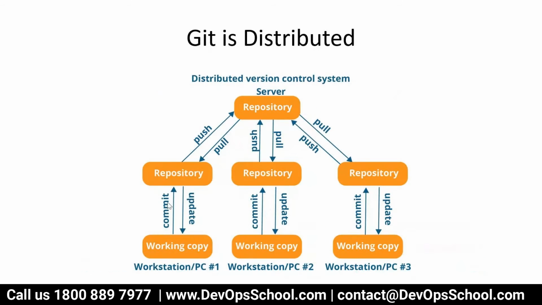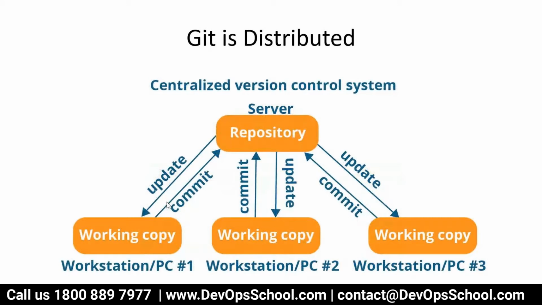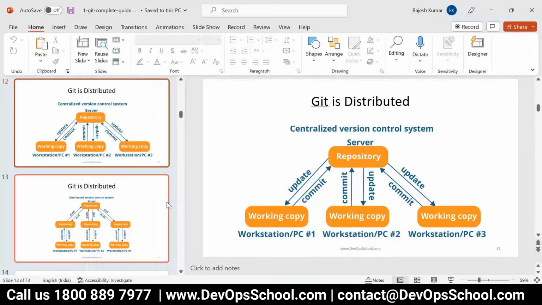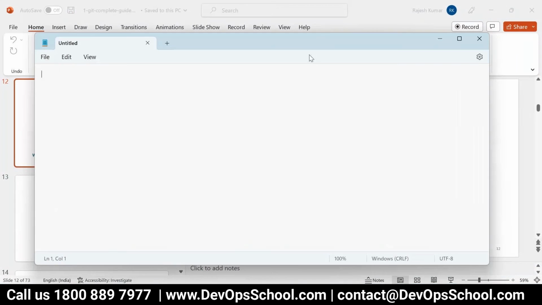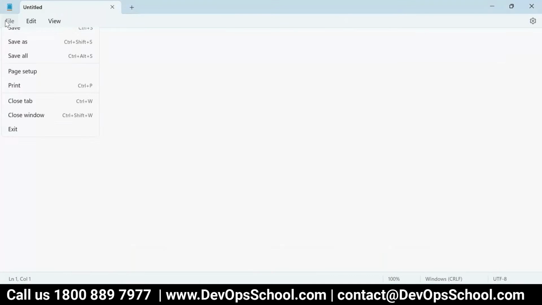Now Git is distributed. So what is the meaning of distributed? For that we need to understand one concept.